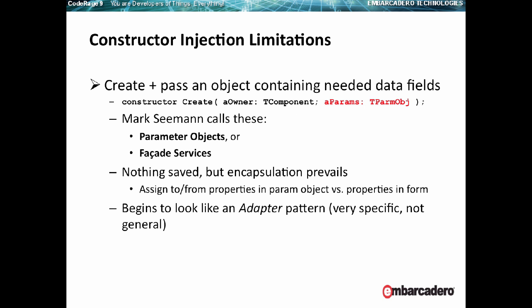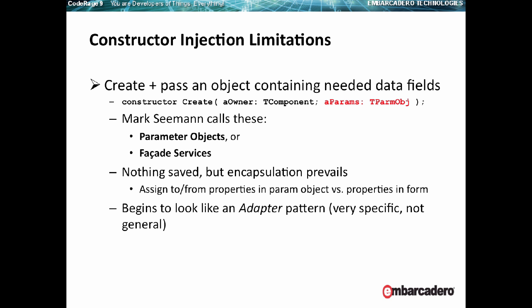Well, the obvious solution is you create and pass an object that contains all the needed fields. So we create this thing highlighted in red. We have a tparm object, and we stuff all the values in there. This guy, Mark Seaman, who's written a couple of books on dependency injection, he's got a great blog. He calls these parameter objects or facade services. Now, when you switch to tparm object, nothing's saved, but you're actually leveraging some encapsulation. So what happens is, instead of having to assign to or from properties in the parameter object or properties in the form, it's kind of one or the other.